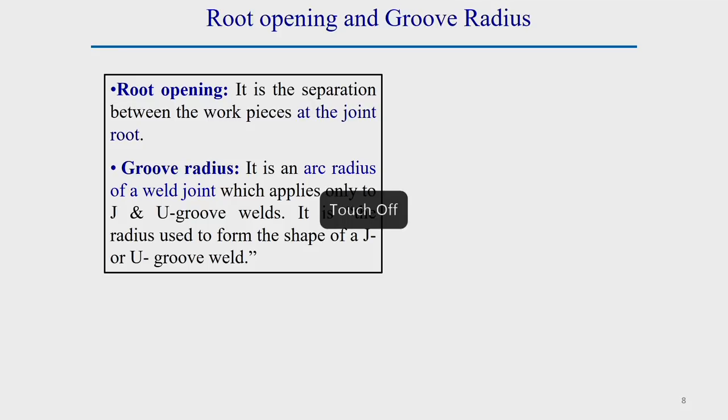That means at the joint root, whatever the separation is there, that is called root opening. Like what happens in case of a square bar joint, the root opening is this. In case of a square bar joint, this is called root opening.